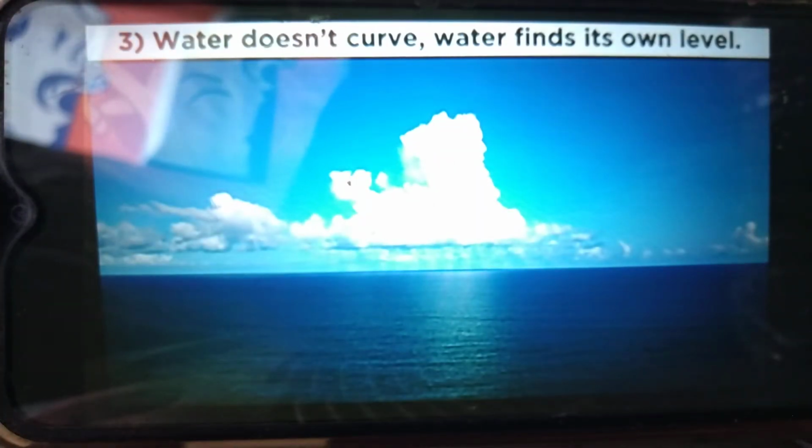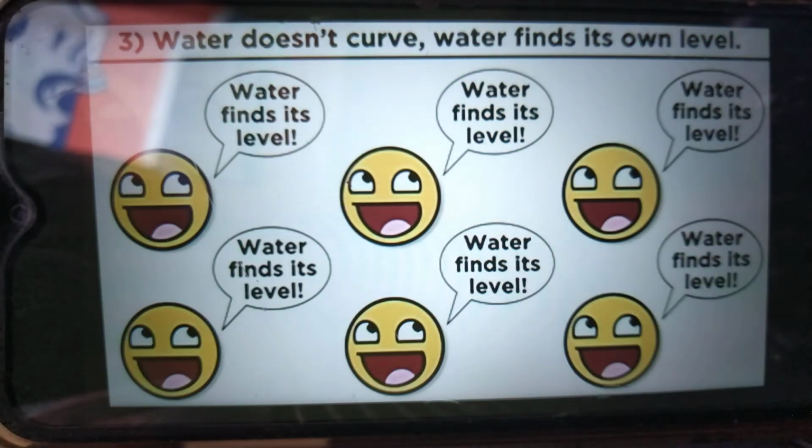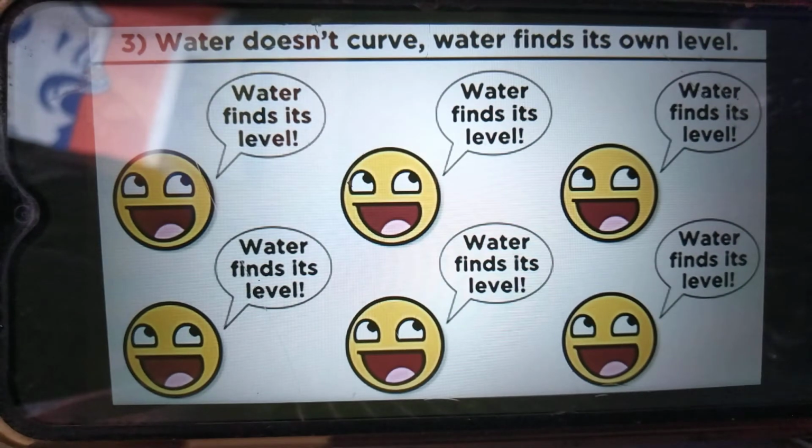Number 3. All flat earthers say the same two things about water. The first is, water doesn't curve, and the second is, water finds its own level. The second phrase is completely meaningless, so the fact that you all say that exact thing verbatim is just one of the many demonstrations that you all blindly repeat what you hear without giving it a moment's thought.